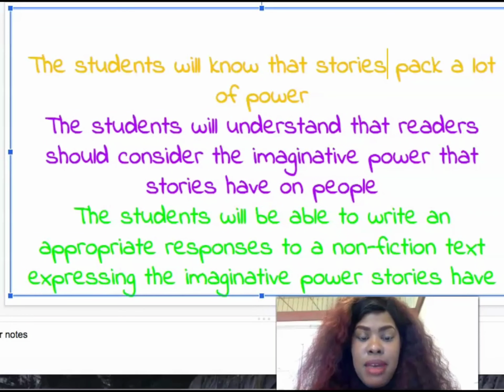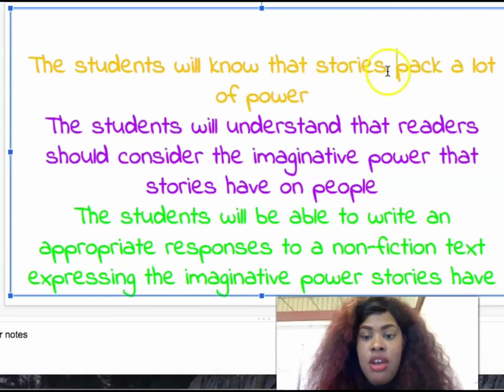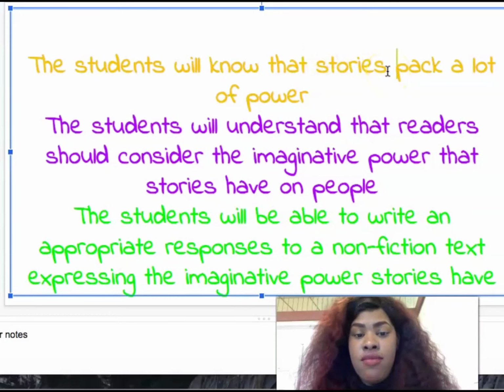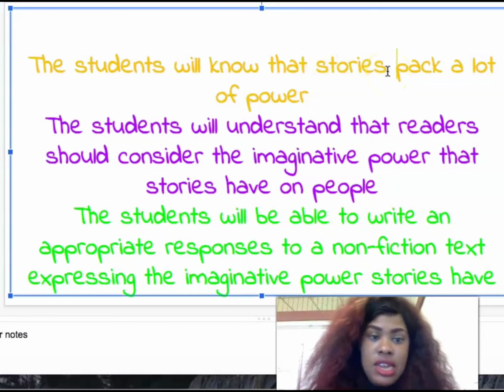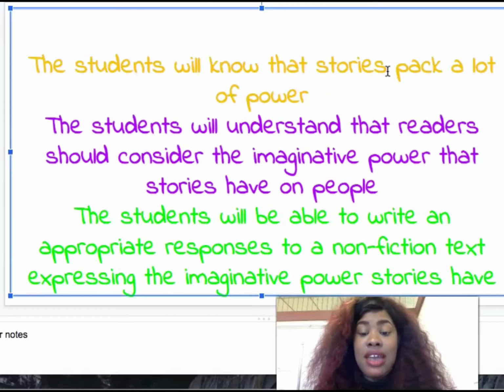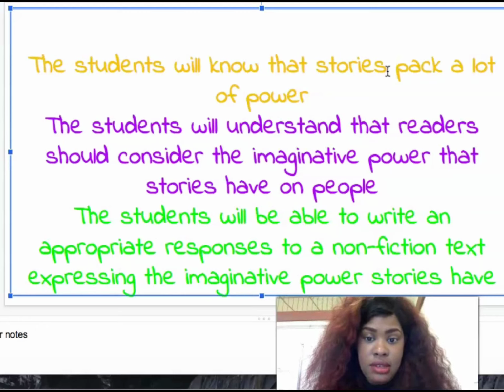All right, guys, welcome back to class. Today we are going to continue to do some work in our informational text. Yesterday you should have read informational text, so we are going to continue deciphering details and ideas that are inside of these types of texts.